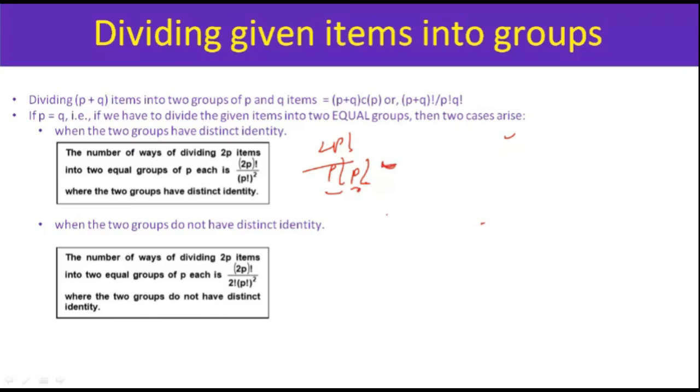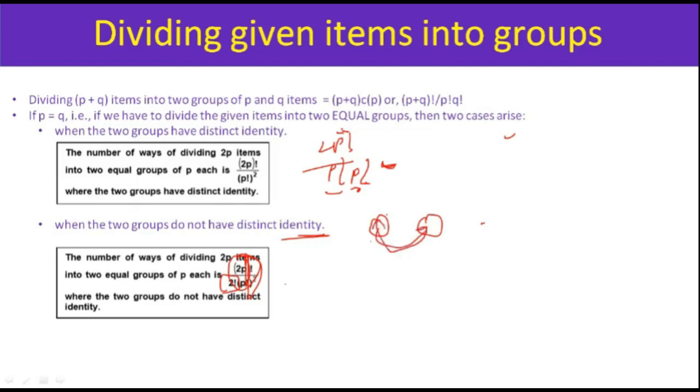What do we mean by this? We'll cover examples for this. But when I say that both the groups also are similar, like you can't distinguish between the two groups, whether it's group 1 or group 2, they are exactly the same. So whatever is the answer, I will have to divide it by 2 factorial. Why? Because these two groups are also similar.